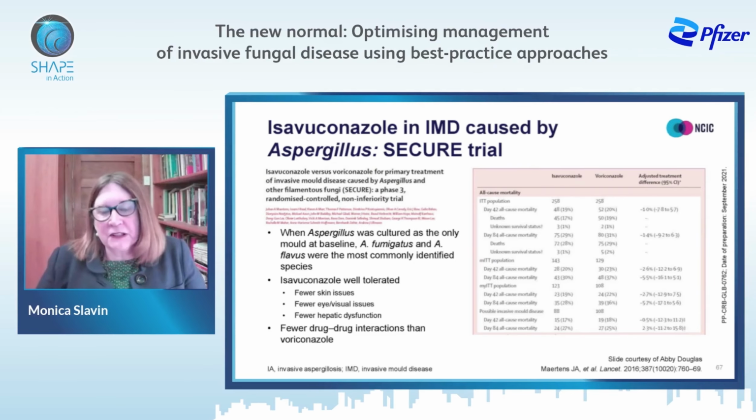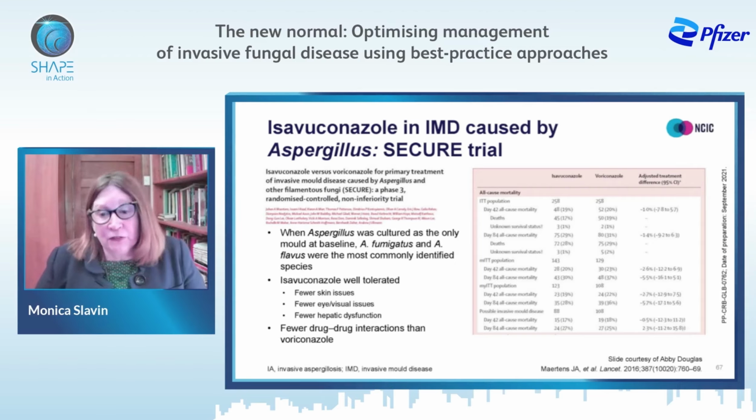So what about using isavuconazole as we did in this patient? We know from the SECURE study that it performed similar to voriconazole in treating invasive aspergillosis. But again, many of the cases in this series were pulmonary cases rather than cerebral lesions.